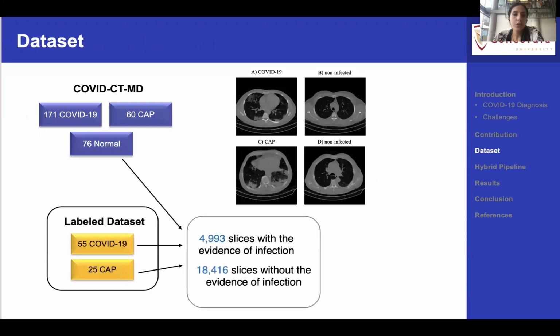The dataset we use consists of 171 COVID-19, 60 CAP, and 76 normal cases. For these cases, we got the patient level labels, but also for 55 COVID-19 and 25 CAP cases, we were able to obtain slice level labels from experts, which means that we know which slices of these cases show evidence of infection and which ones do not.